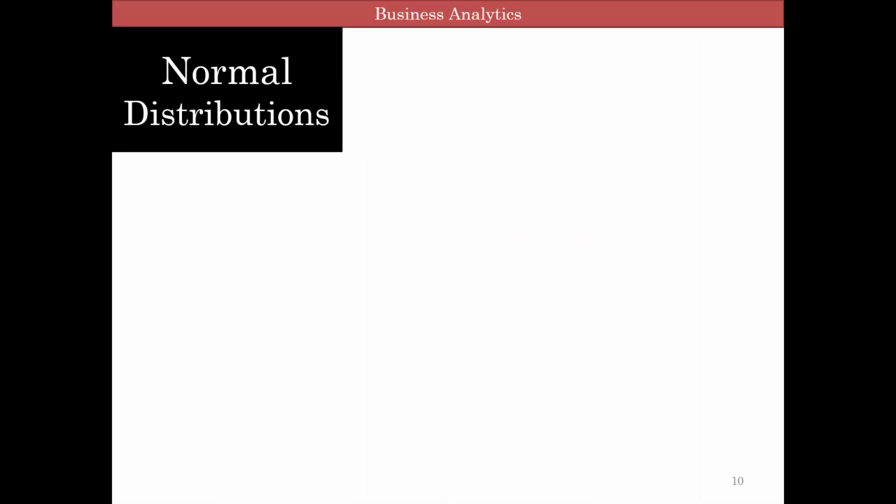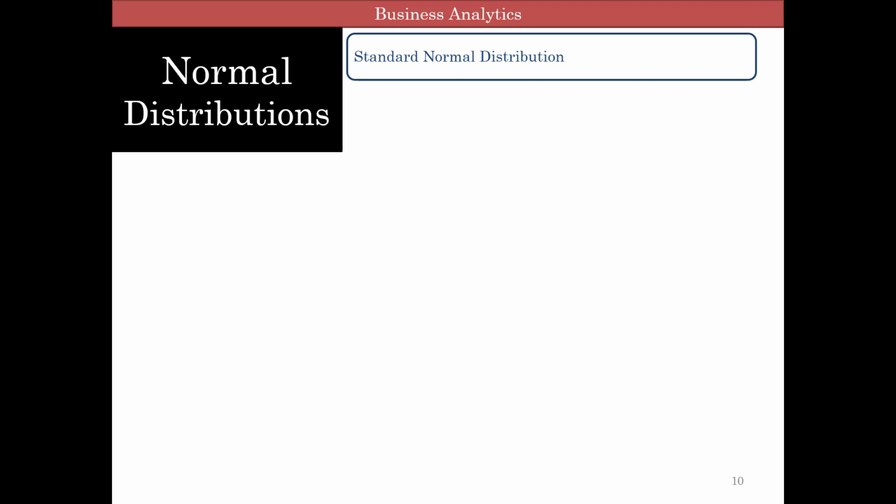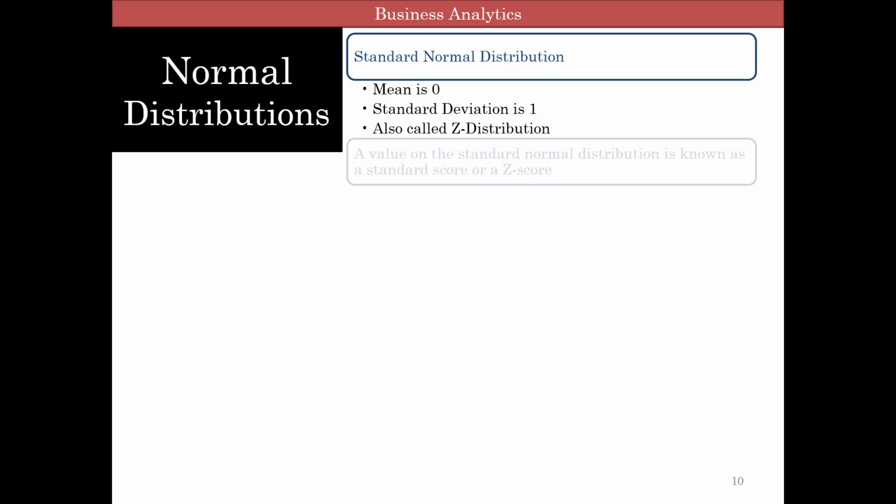So for normal distributions, we're going to look at the standard normal distribution. The standard normal distribution essentially assumes mean is 0 and standard deviation is 1. This is also called a Z distribution. So if you have a distribution where you have a mean of 0 and standard deviation of 1, this is called a Z distribution. Now the value on the standard normal distribution is known as a standard score or a Z-score.